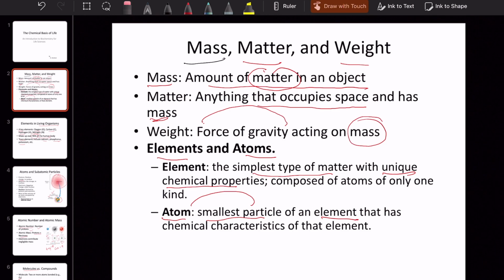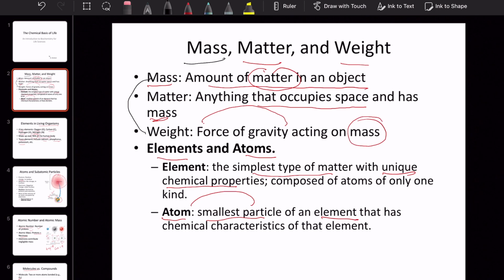Going back to mass, mass is the amount of matter in an object. Then weight is the force of gravity acting on mass. Weight will change based on which planet you live on. The gravitational acceleration is 9.8, and that depends on which planet. The gravitational force acting upon the mass provides the weight.